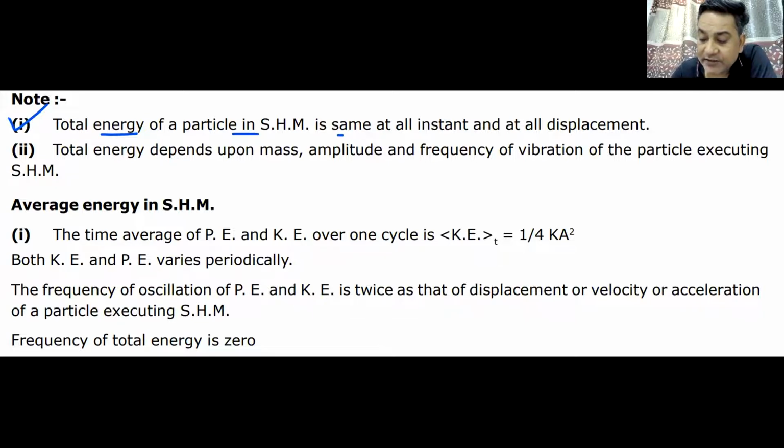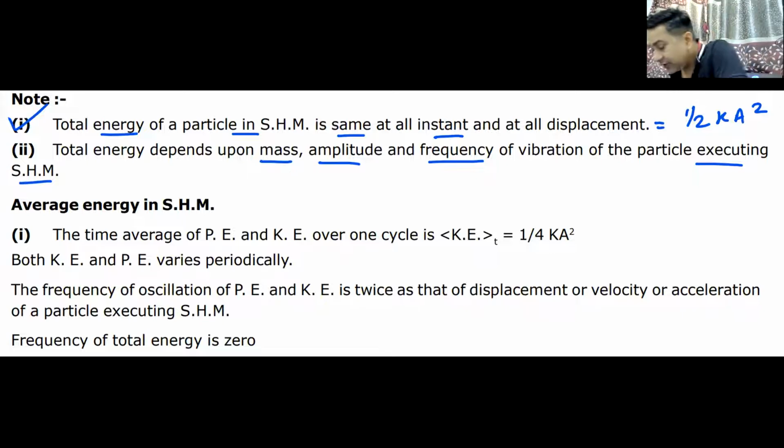Then we come to the next point, and again the same thing. Total energy of the particle in SHM at all points, at all instants, is constant, and the value is half k a square. Do we remember this? The total energy depends on mass, amplitude, and frequency of the particle. It does not depend on its position. It does not depend on time, but it depends on m, a, frequency omega, and it depends on the value of k. Do we understand this? Yes or no?